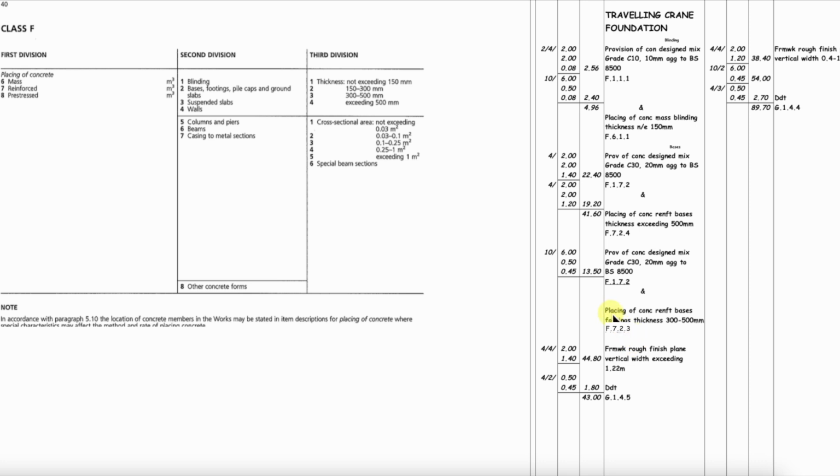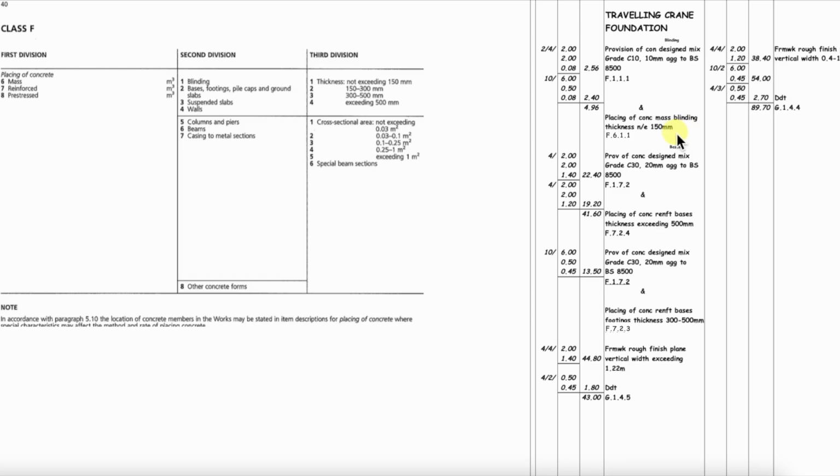And the last one is for the beams, placing of concrete, reinforced bases, footings, etc., which includes beams. Thickness 300 to 500 millimeters. Our depth of our beam is 450, so that fits neatly into this description. And the code is F723. So F7, reinforced, 2, bases, footings, pile caps, etc. And the next one is 300 to 500 millimeters, which fits the description. So our descriptions for placing and provision of concrete are all compliant with Class F.